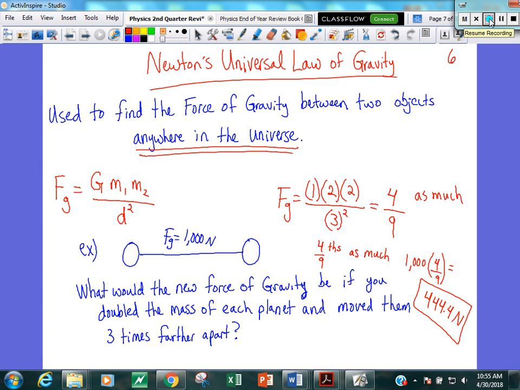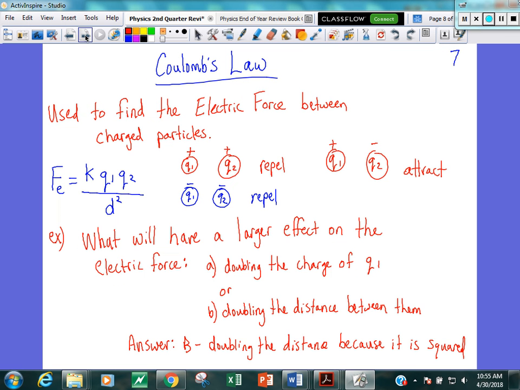All right, a couple more things to review. On page number 7, I'd like you to title it Coulomb's Law. Charles Coulomb, he was the physicist who figured out how to find the magnitude of the force that exists between two charged particles. So it's used to find the electric force between charged particles. I'd like you to write that down.